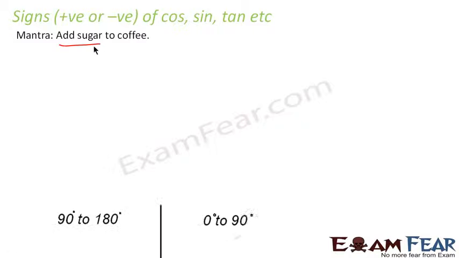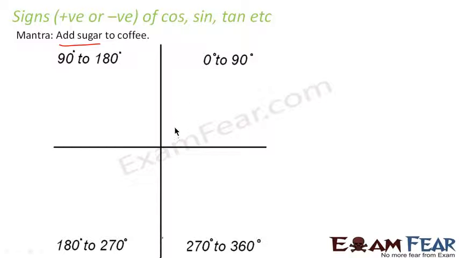Now we'll see signs of positive of cos, sine and tan. So here also we have a mantra: add sugar to coffee. So this is add sugar to coffee. A becomes all, sugar becomes sine, T becomes tan, and C becomes cos.